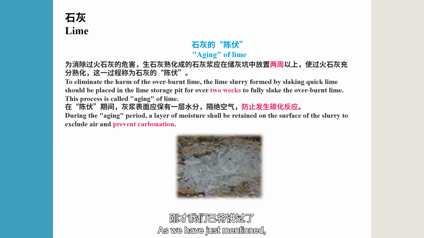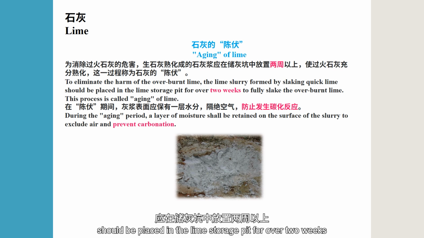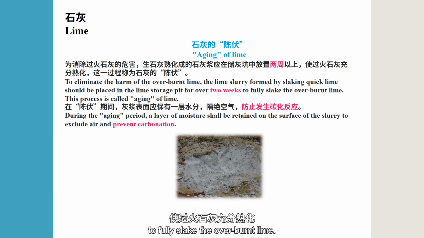As we have just mentioned, the overburnt lime slakes slowly and expands in volume after hardening, easy to cause bulging and cracking. To eliminate the harm of the overburnt lime, the lime slurry formed by slaking quicklime should be placed in the lime storage pit for over 2 weeks to fully slake the overburnt lime. This process is called aging of lime.